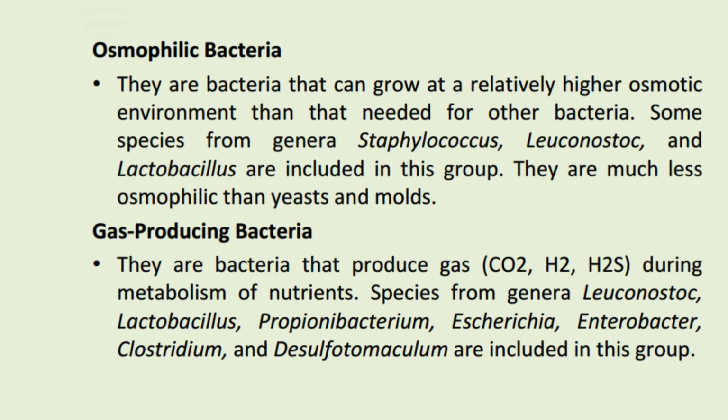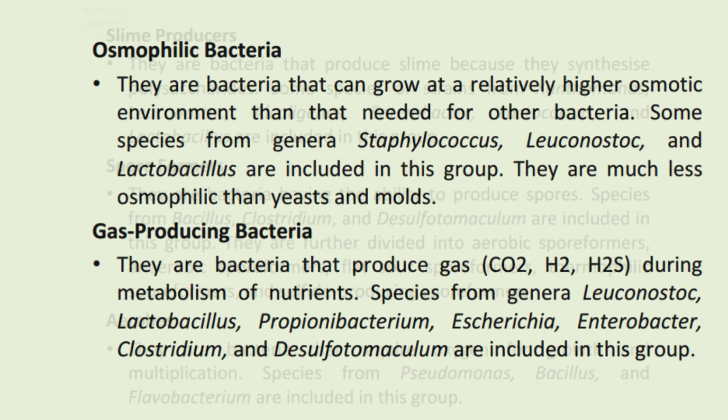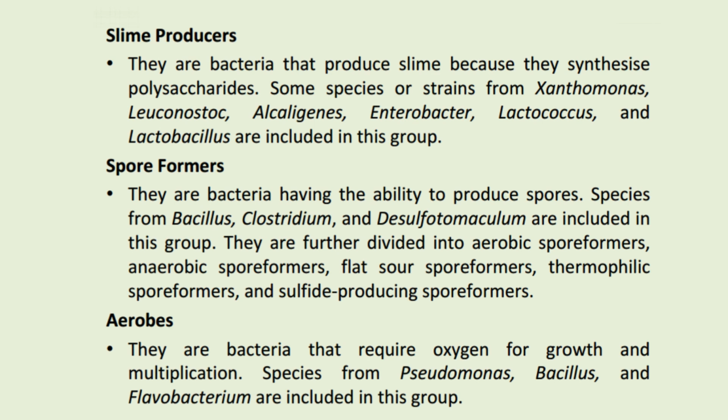Osmophilic bacteria can grow at a relatively higher osmotic environment. Genera include Staphylococcus, Leuconostoc, and Lactobacillus. Gas-producing bacteria produce gas during metabolism. Genera include Leuconostoc, Lactobacillus, Propionibacterium, Escherichia, Enterobacter, Clostridium, and Desulfotomaculum. Slime producers synthesize polysaccharides. Genera include Xanthomonas, Leuconostoc, Alcaligenes, Enterobacter, Lactococcus, and Lactobacillus. Spore formers produce spores. Genera include Bacillus, Clostridium, and Desulfotomaculum.